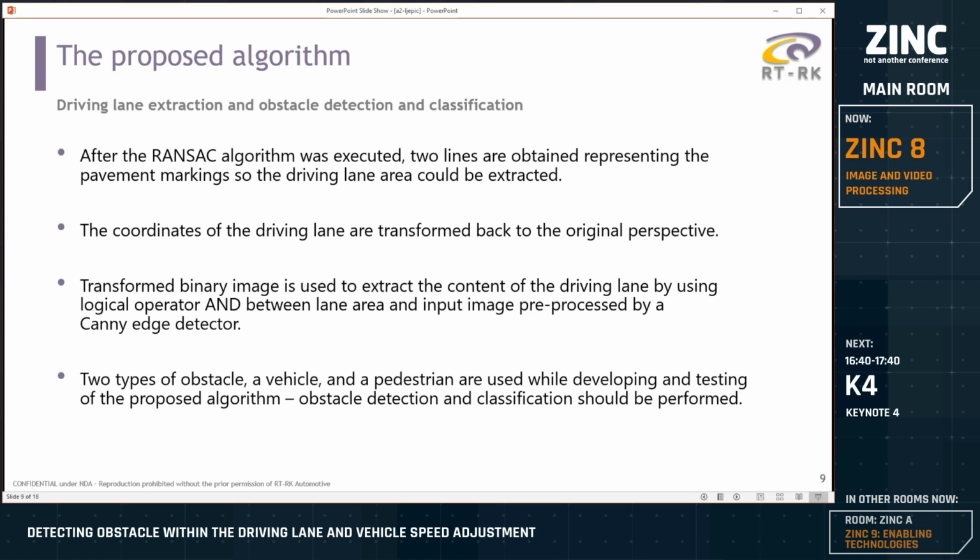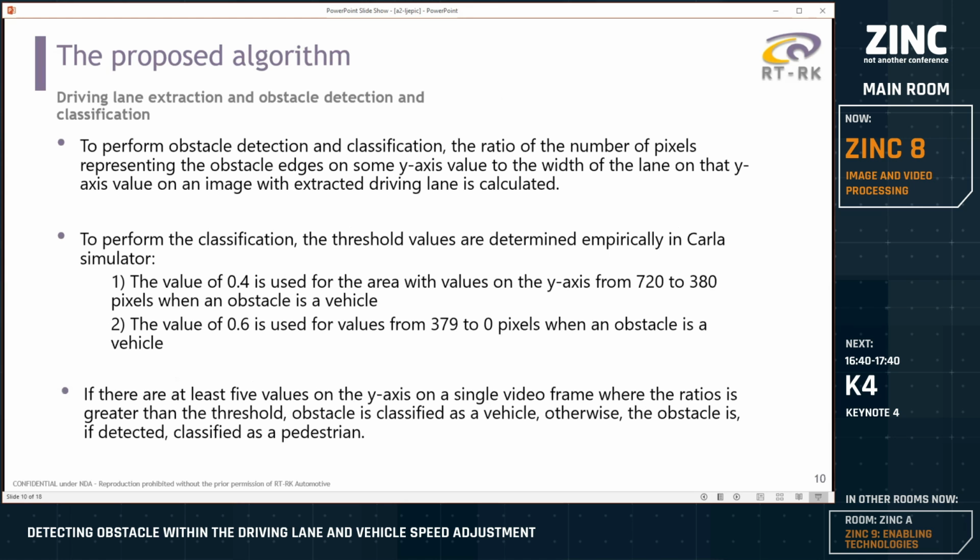And then we transform that binary image back to the original perspective, and we apply a Canny detector on the original input video frame, so that we get edges of the obstacle and pavement markings inside the driving lane area only.